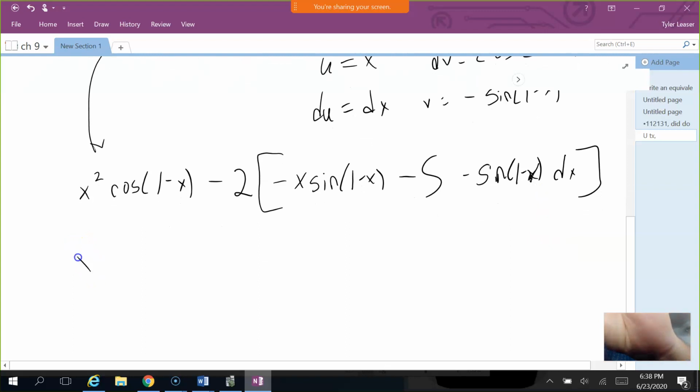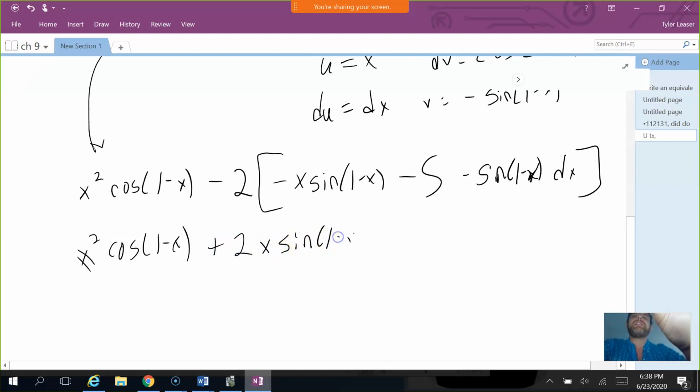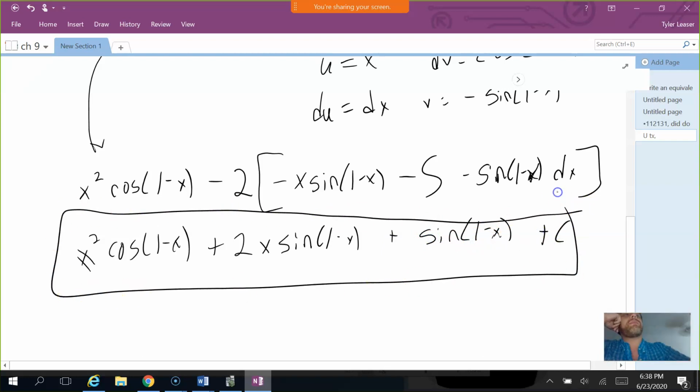Okay, and now we just clean this up. So we still have this x squared cosine 1 minus x out in front. This negative 2 is going to distribute onto here to make this a positive 2x sine 1 minus x. These two negatives are going to cancel each other out to be positive. And then the antiderivative of sine of 1 minus x is positive sine of 1 minus x. And then don't forget your plus c. And then we're done. So we have x squared cosine 1 minus x plus 2x sine 1 minus x plus sine 1 minus x plus c.